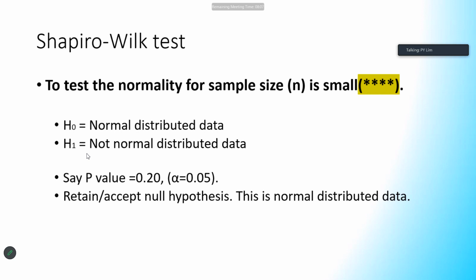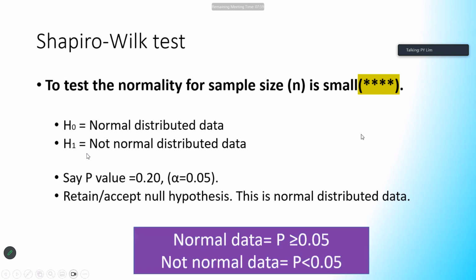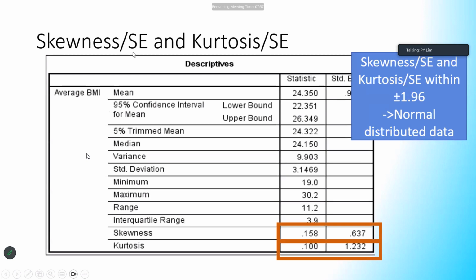Shapiro and Kolmogorov-Smirnov. Maybe I show you, because they are partners, the results will come out together. Okay, skewness divided by SE and kurtosis divided by SE. This is kurtosis divided by SE. So you see skewness divided by SE, and the kurtosis value, see here, divided by SE.